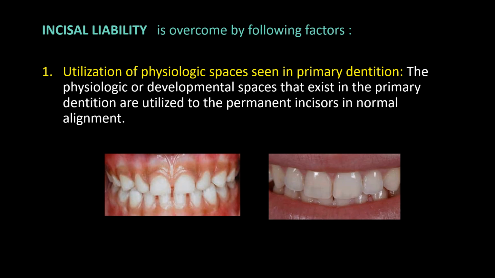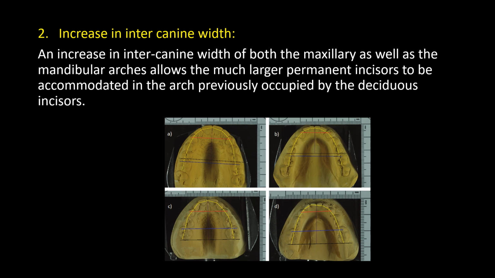Incisal liability is overcome by the following factors. Utilization of physiologic spaces seen in primary dentition: the physiologic or developmental spaces that exist in the primary dentition are utilized to place the permanent incisors in normal alignment. Another factor is increase in intercanine width. An increase in intercanine width of both maxillary as well as mandibular arches allows the much larger permanent incisors to be accommodated in the arch previously occupied by the deciduous incisors.